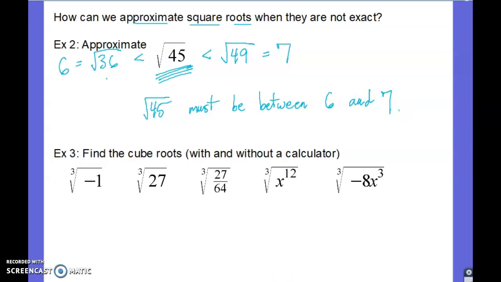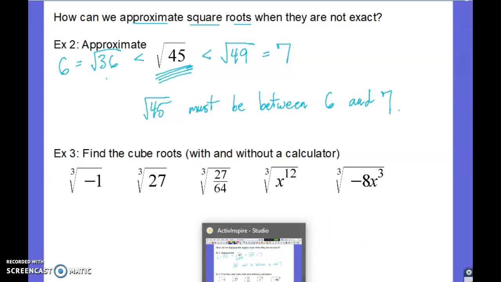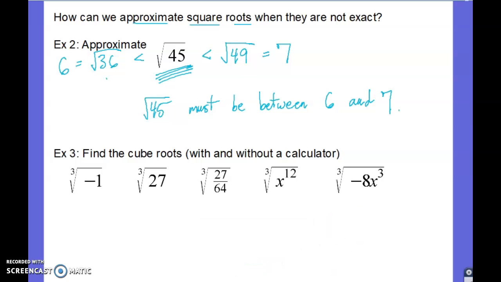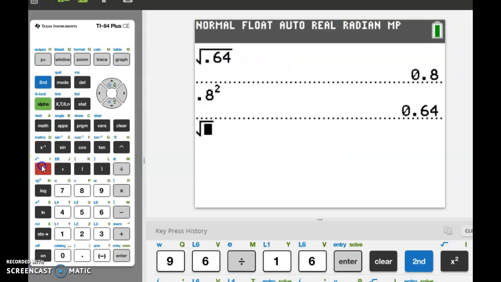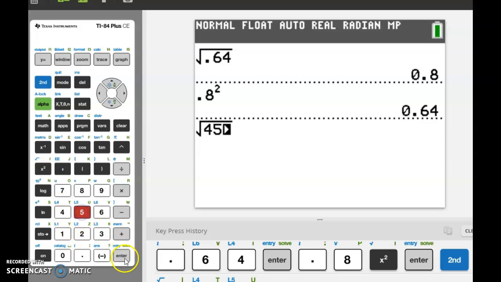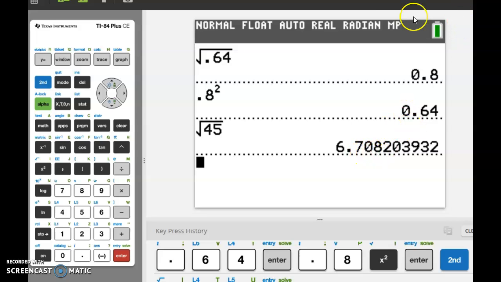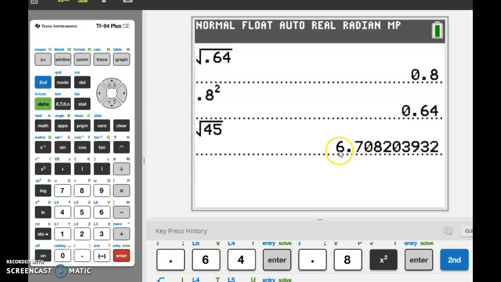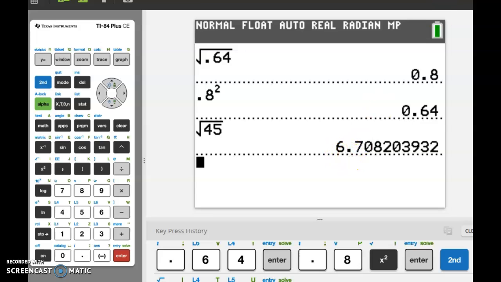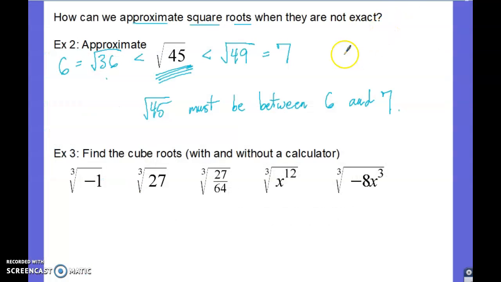Now, if any of you are sitting there with a calculator, you can type it in. If you typed in the square root of 45, you would see pretty clearly 6.708. I like to round to 3 decimals. So my answer is still correct: bigger than 6, but smaller than 7. All right. And I also want to share with you the cube roots.